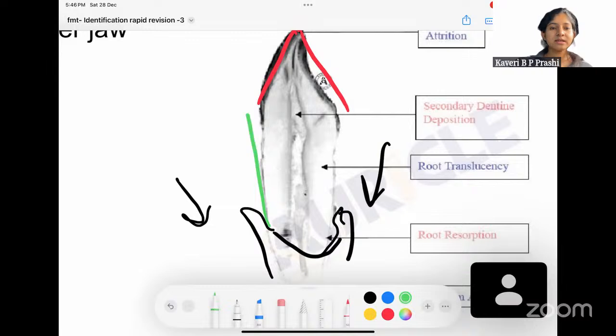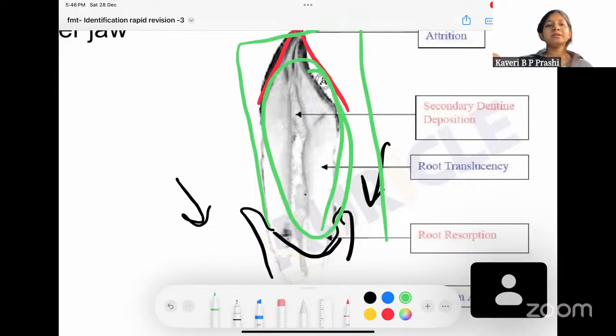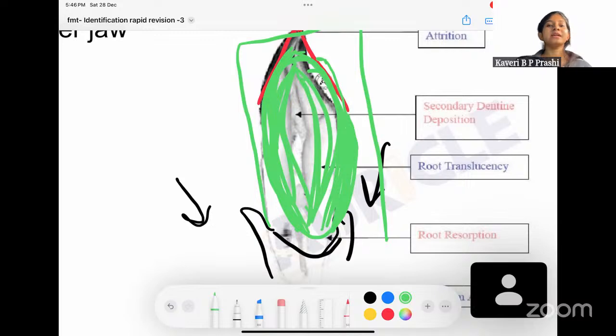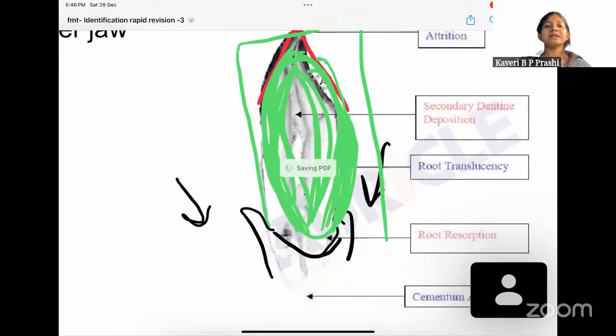Okay, so this is the tooth. Then you have the pulp cavity in the center. So what happens is, from the tooth inside the pulp cavity, wherever it is there, secondary dentin starts depositing. And when the secondary dentin starts depositing, the pulp size of the tooth reduces significantly. So this is called secondary dentine deposition.